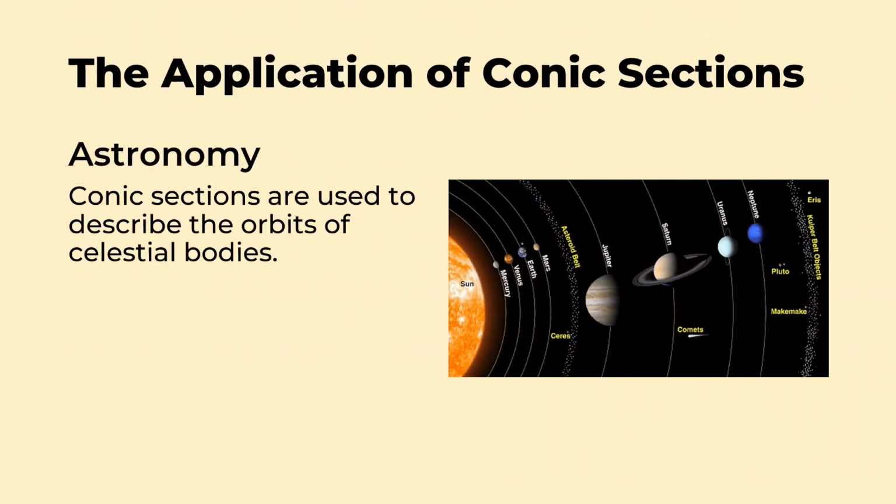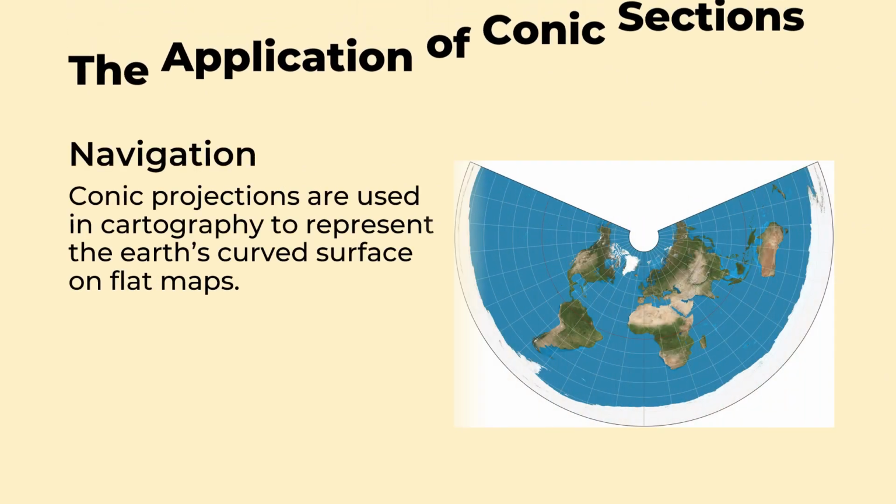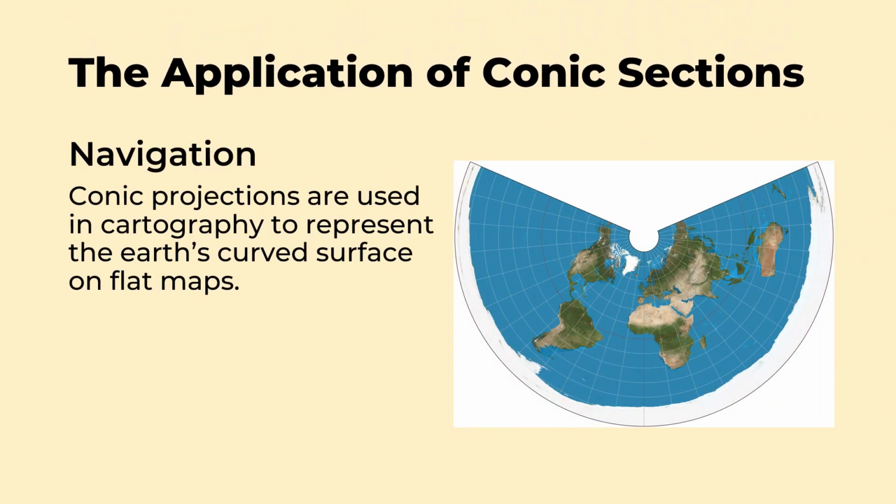So before we end the presentation, I will share some of the applications of conic sections in our daily life. For astronomy, conic sections are used to describe the orbits of celestial bodies. Besides, conic sections are also used in navigation. Conic projections are used in cartography to represent the Earth's curved surface on flat maps.